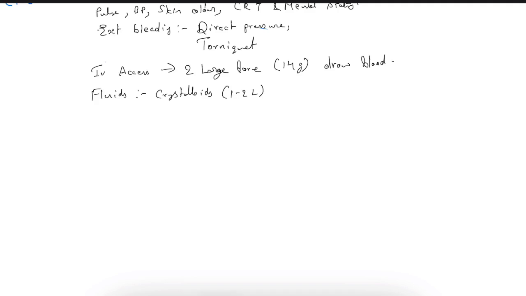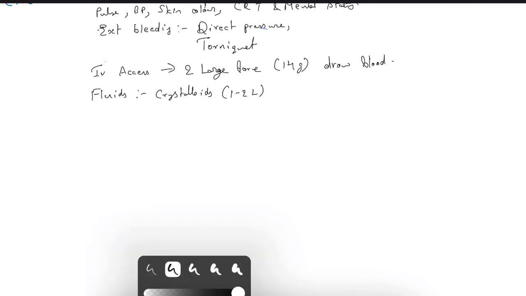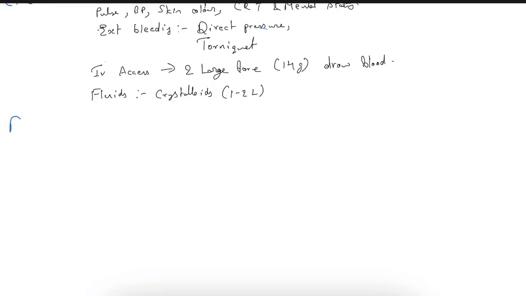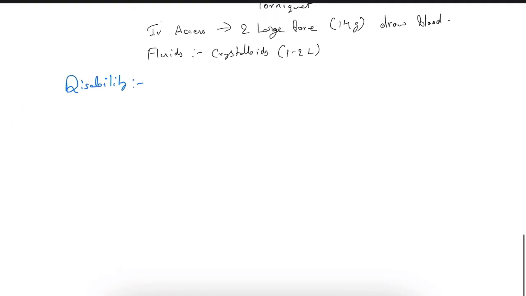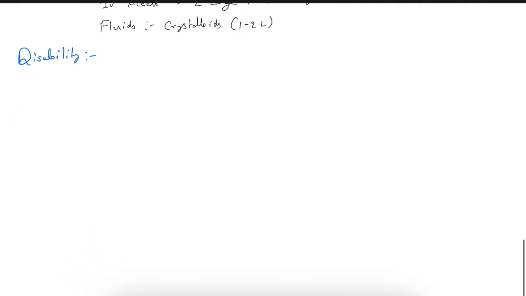Okay, next we are going to see the D. D means disability. What is disability? Disability means we are checking neurostatus, that means neurological, any brain related hemorrhage, any neuro related things. In disability, first we check GCS, Glasgow Coma Scale, 15 out of 15 or less than 8.